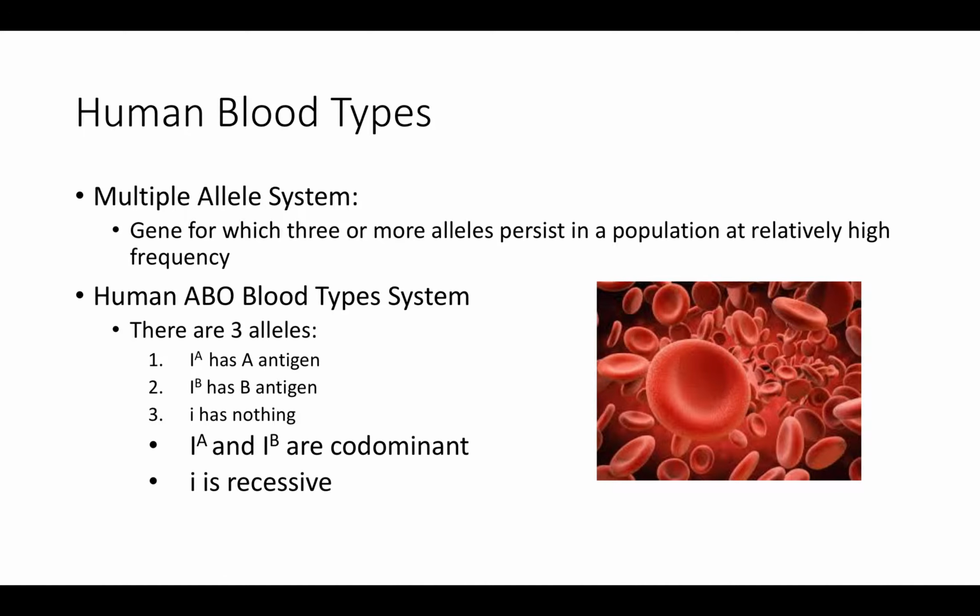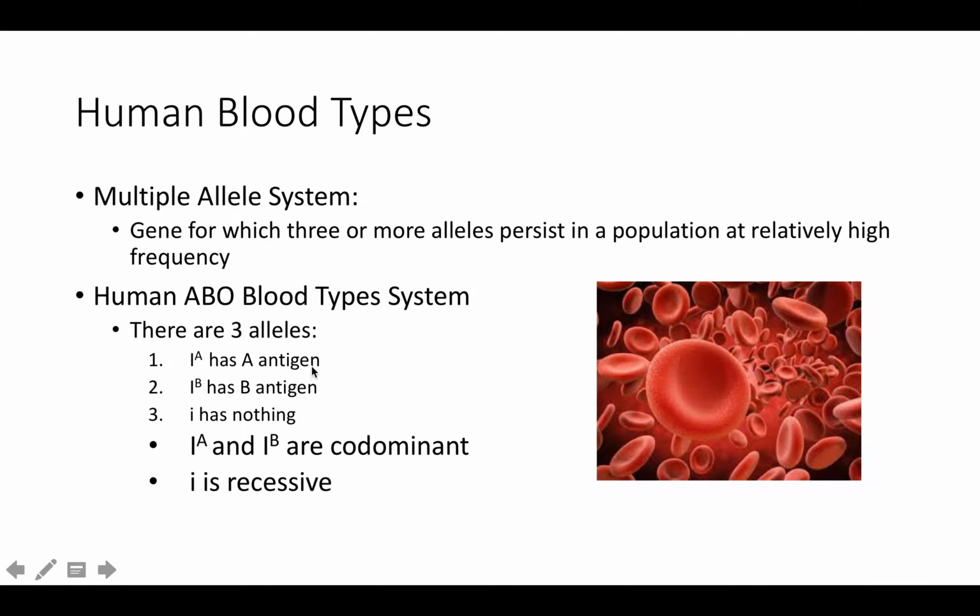Human blood types are a special type of problem that involves codominance. They actually involve a multiple allele system. In this case, there is a gene for which there are 3 or more alleles that persist in the population at relatively high frequency. For human blood types, there are actually 3 alleles. The first allele we're going to indicate with a capital I, and it's going to have a superscript of an A. And this allele means that a person has A antigen in his or her blood.